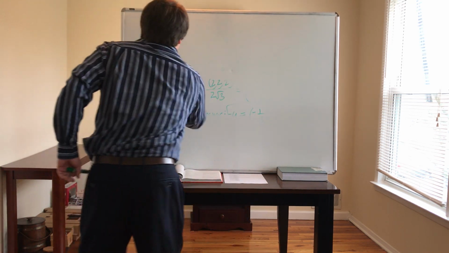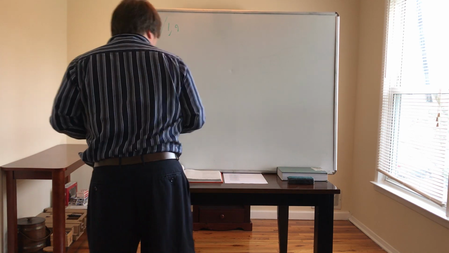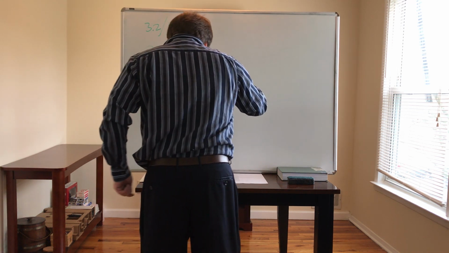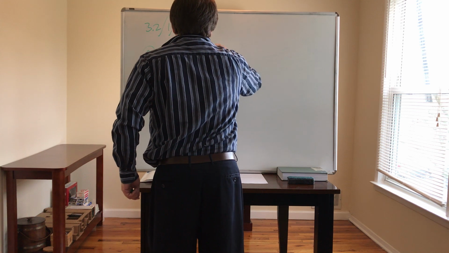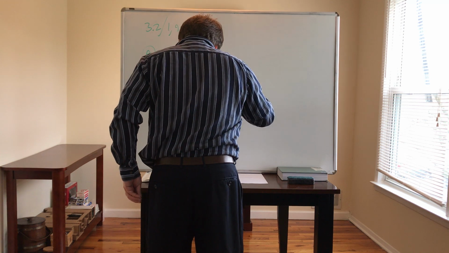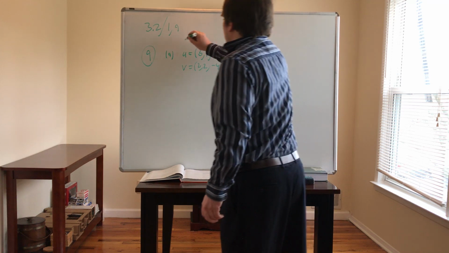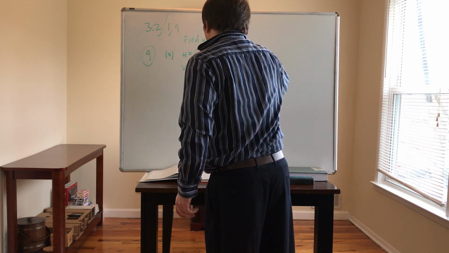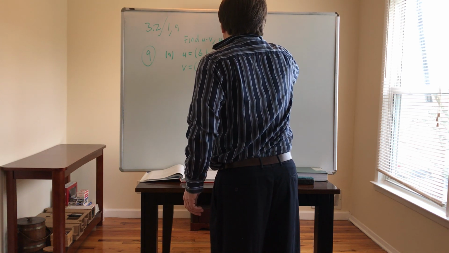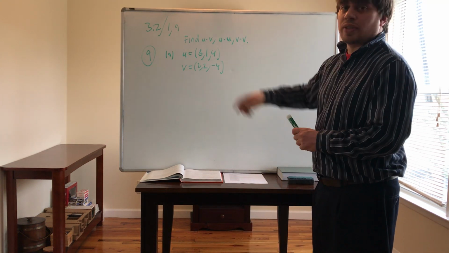And now we're going to go to number 9. So let's do part A. For A, u is equal to 3, 1, 4. V is equal to 2, 2, negative 4. The goal here is to find u dot v, u dot u, and v dot v, given that u and that v.